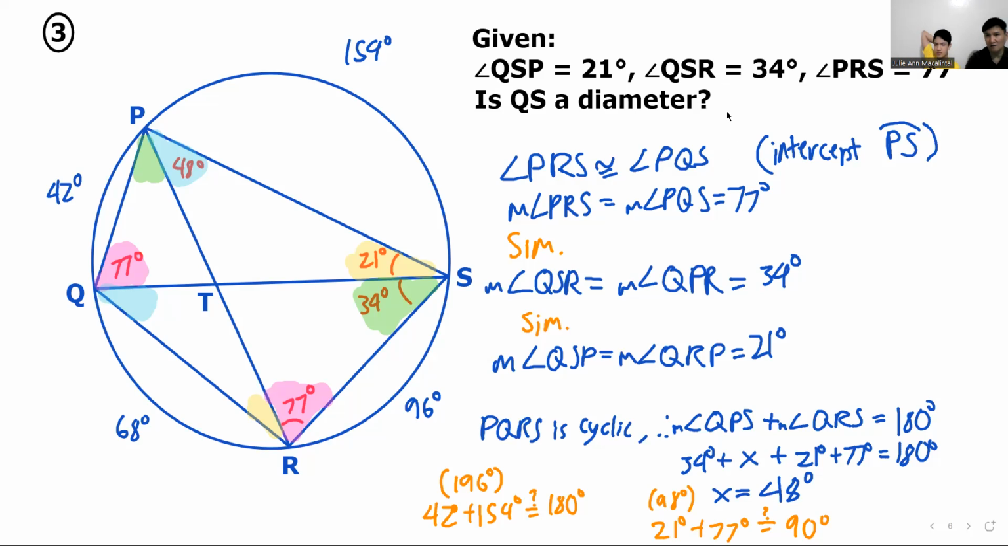So QS is the diameter because in any... can you make a small circle?